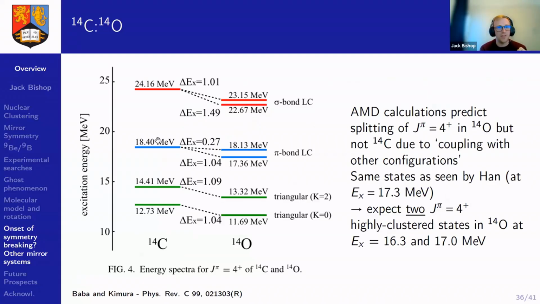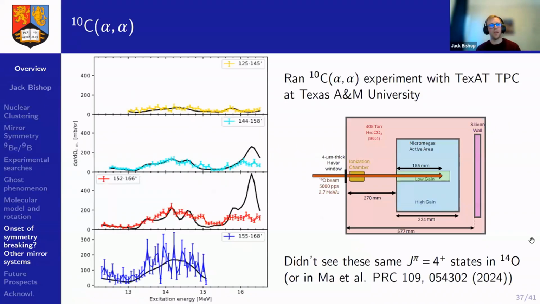Okay, and this is one of the states that was seen in that experiment that we saw before. So if we look at our oxygen-14 system, they saw that 18.4 MeV state. What we expect to see are 2 states around that particular energy in oxygen-14. And it's worth noting that their energies were about 1 MeV off. So in oxygen-14, we expect to see these at 16.3 and 17.0 MeV.